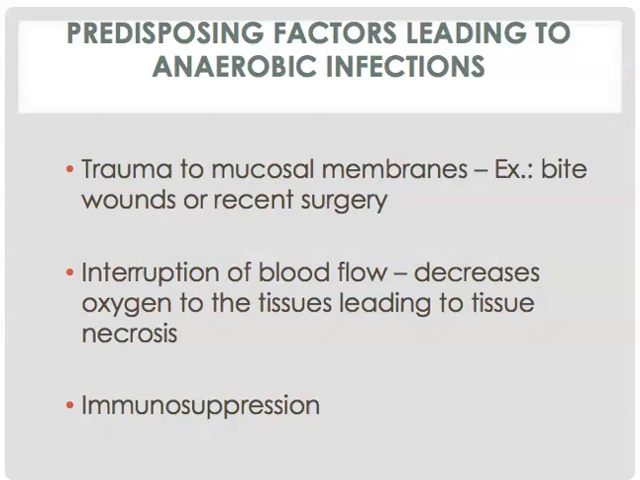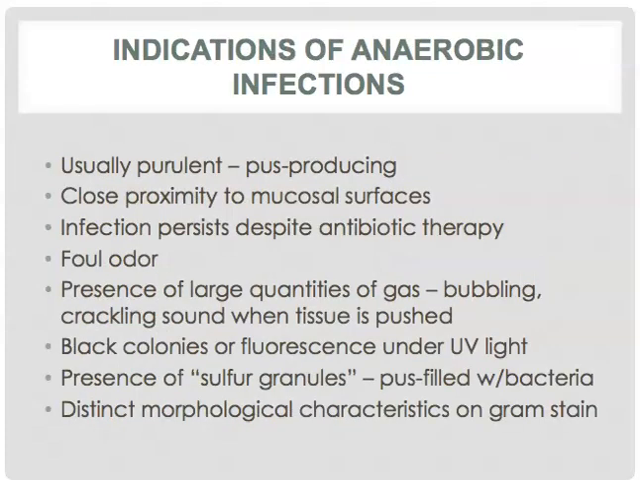So has there been a decrease in oxygen to the tissues that has led to some type of tissue necrosis? And always, is the patient immunosuppressed? Okay, indications of an anaerobic infection. So usually these infections are going to be purulent, which means pus producing.